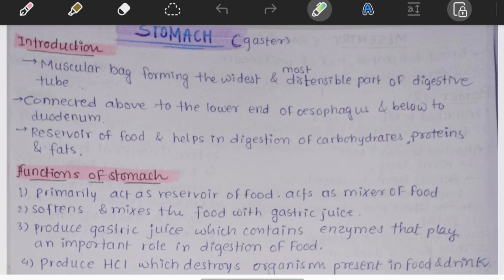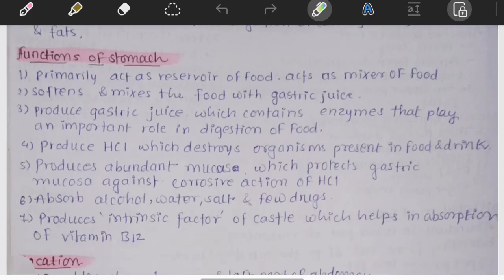Now, ask yourself, why does the stomach need to be muscular? Because it doesn't simply store food; it also mixes it, like a washing machine. Food enters, gastric secretions are added, and muscular contractions mix everything together. It acts as a reservoir for food, and it softens and mixes the food with the gastric juice, and gastric juice contains enzymes involved in digestion. The stomach produces hydrochloric acid, which creates an acidic environment and helps destroy many microorganisms entering the body. That's an important concept.